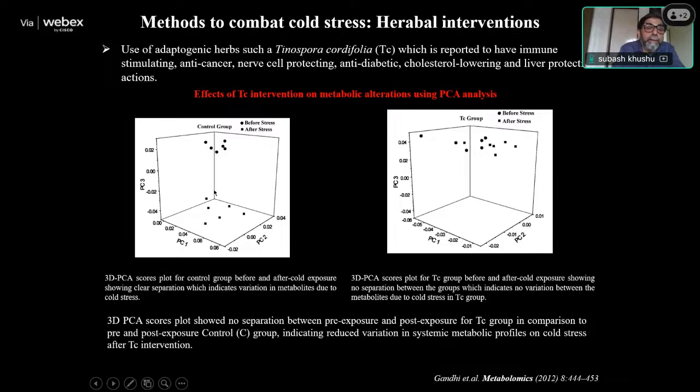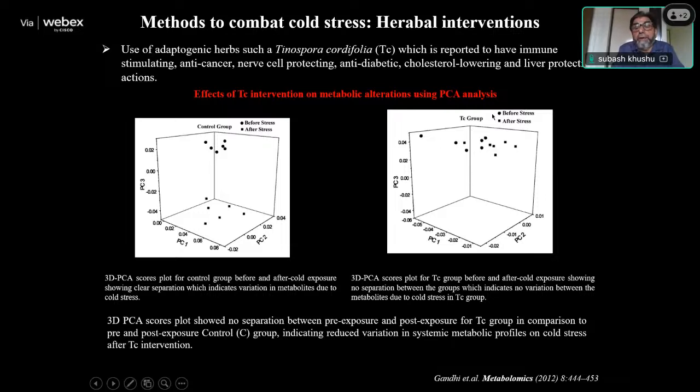The control group and the cold exposure group are very distinctly shown here. But in the group when the Tinospora was given, you can't distinguish between the control group and the cold stress group. That means Tinospora cordifolia has an adaptogenic effect, and it can avoid the ill effects of cold stress on animals.